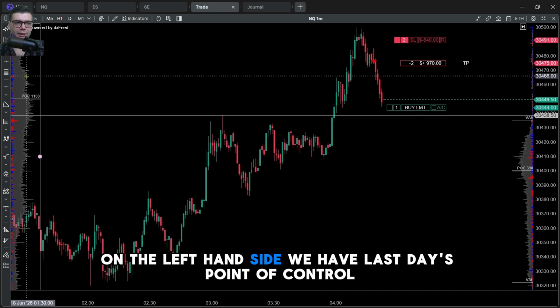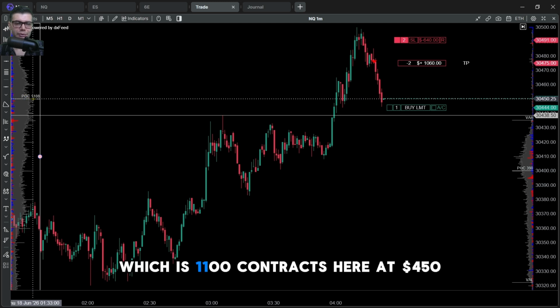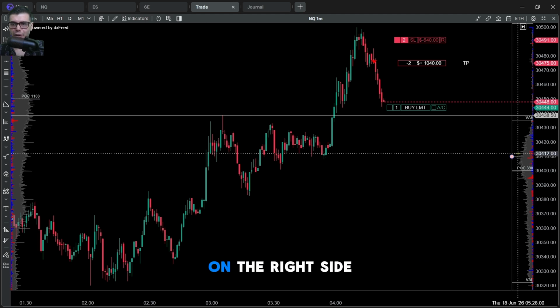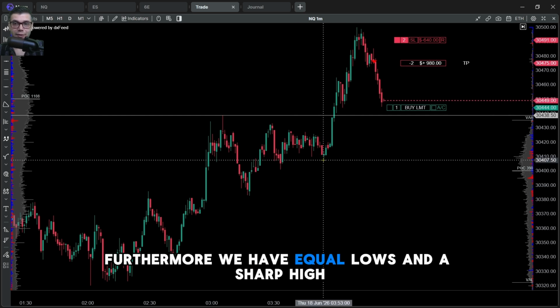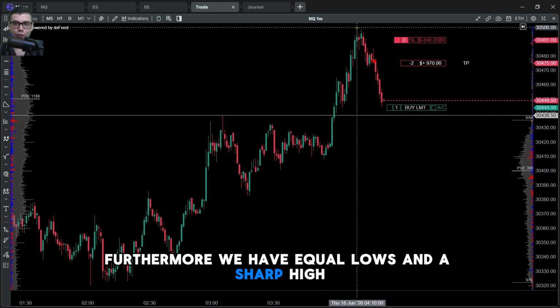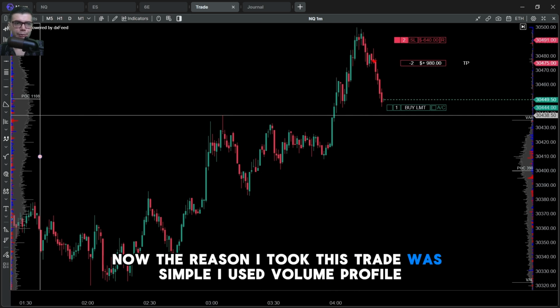On the left hand side we have last day's point of control, which is 1100 contracts here at $450. On the right side we have the point of control of the day with 390 contracts at $400. Furthermore, we have equal lows and a sharp high. Now, the reason I took this trade was simple.